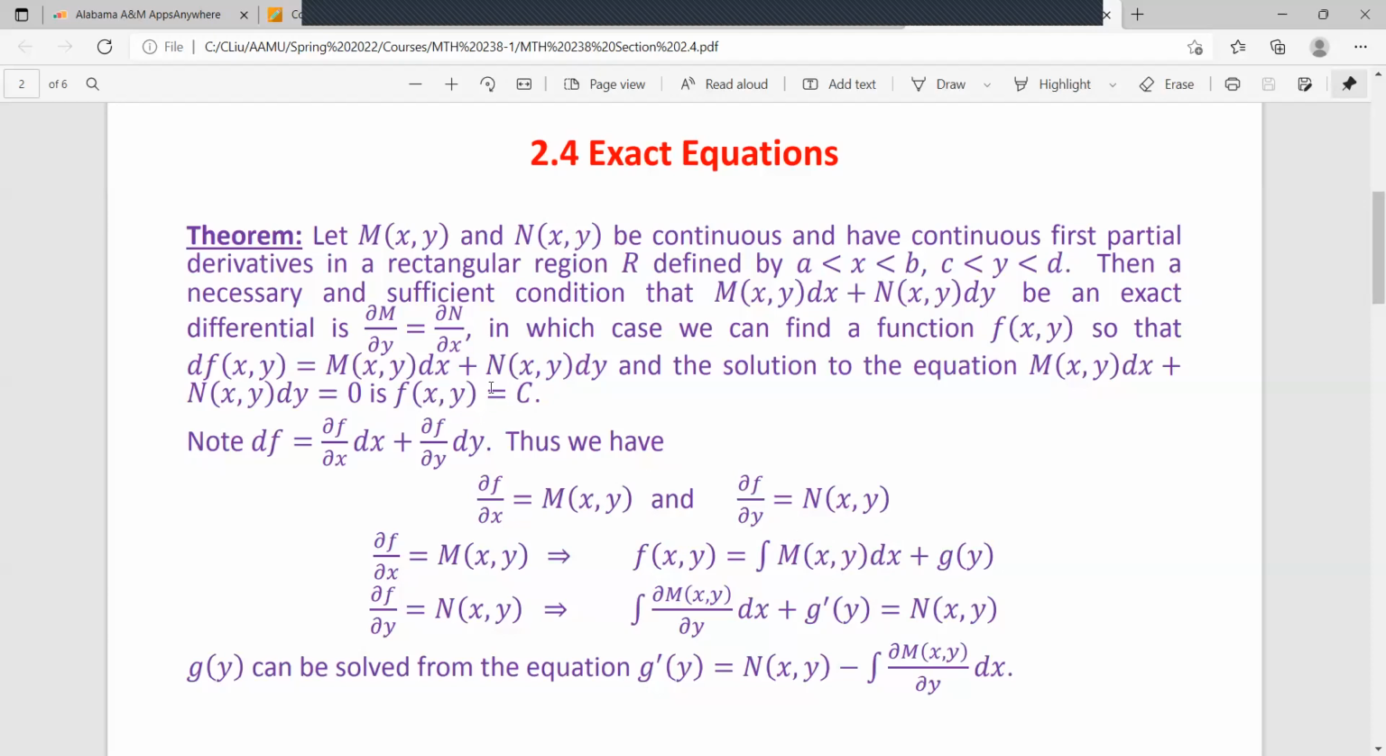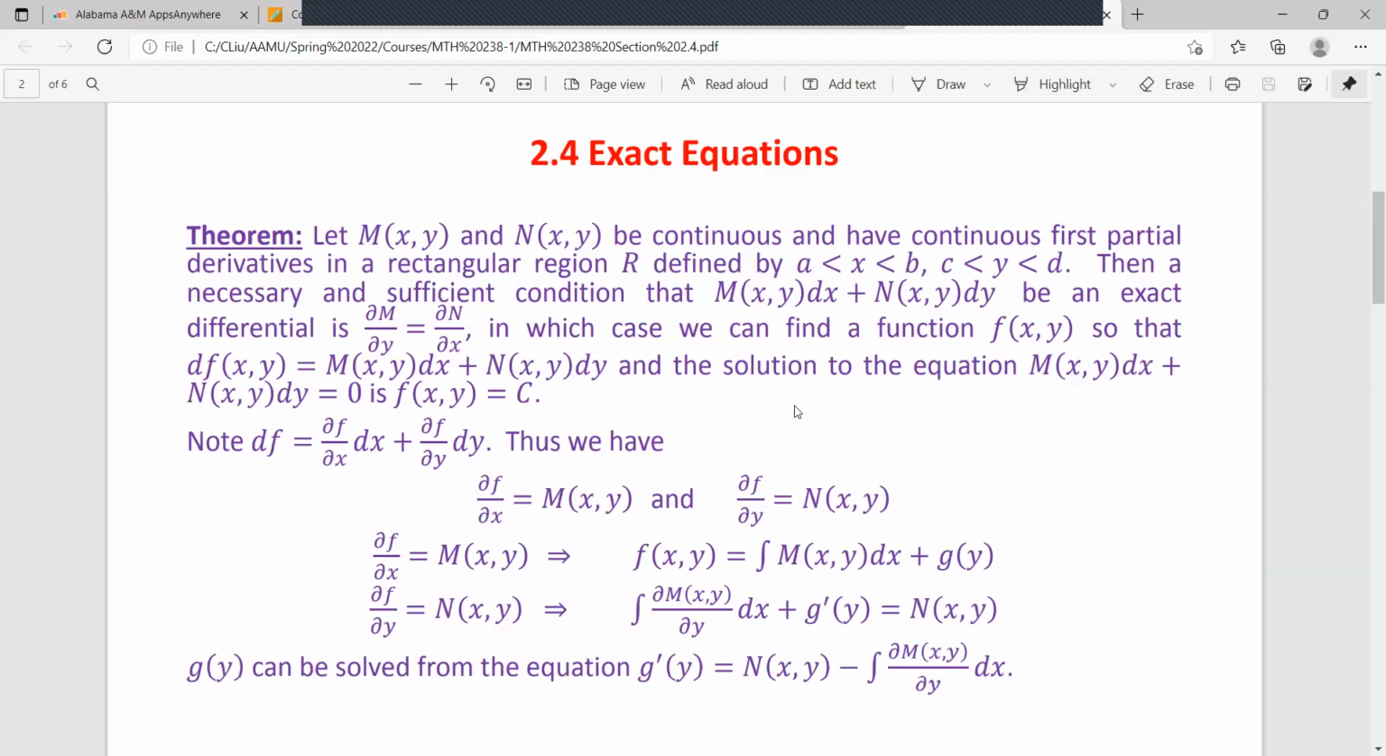So that will be solving the differential equation. The solution to the differential equation will be this function f equal to c. So we found this f, and the solution to the differential equation is f equal to c. Okay, so that's how you solve this equation. It's a little complicated, but we're going to see an example.